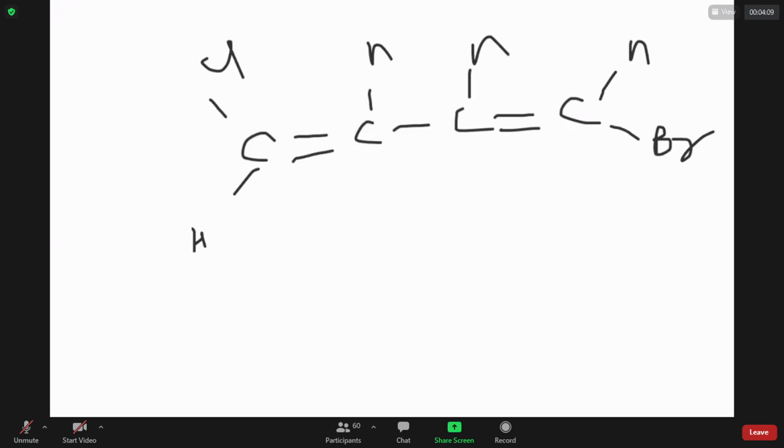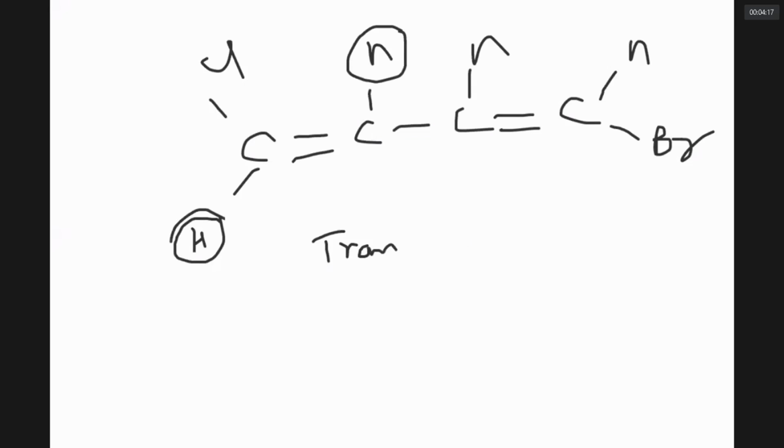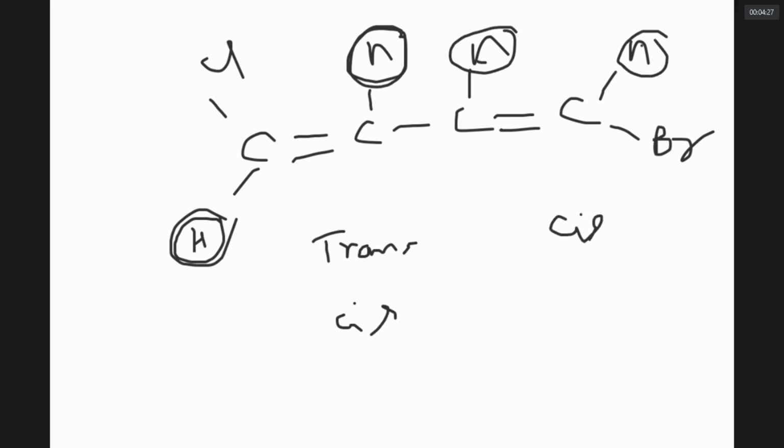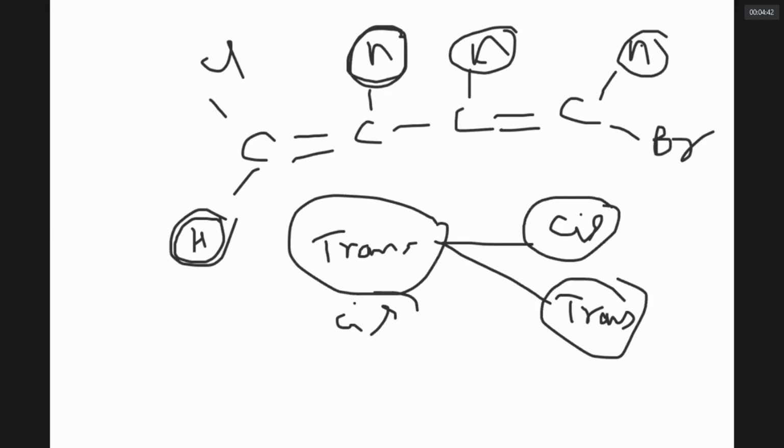In this compound, if these hydrogens are on the opposite side, it is called trans. If these hydrogens are on the same side, it is called cis. Similarly, if these hydrogens are on the same side, it is cis. If they are on opposite sides, it is trans. Agreed or not? When this is trans, it can be trans. When this is cis, it can be cis or it can be trans.